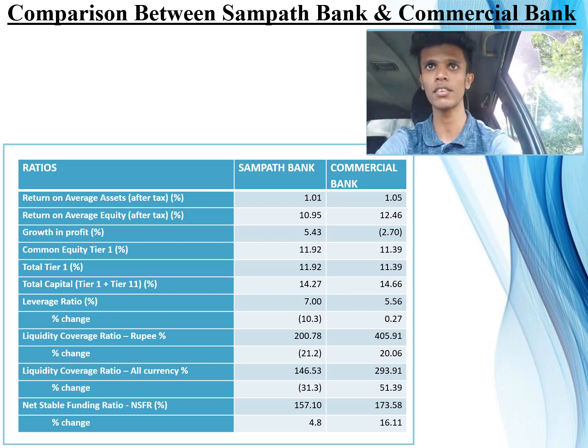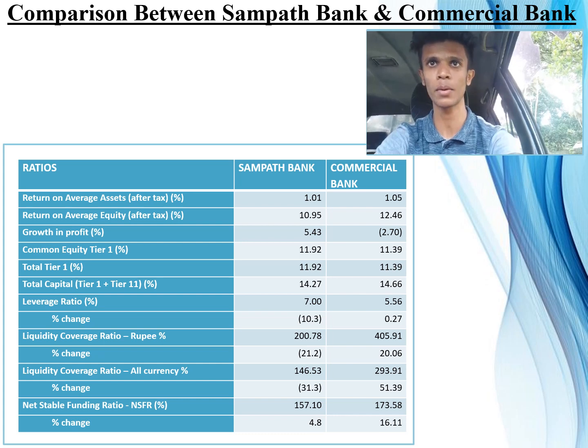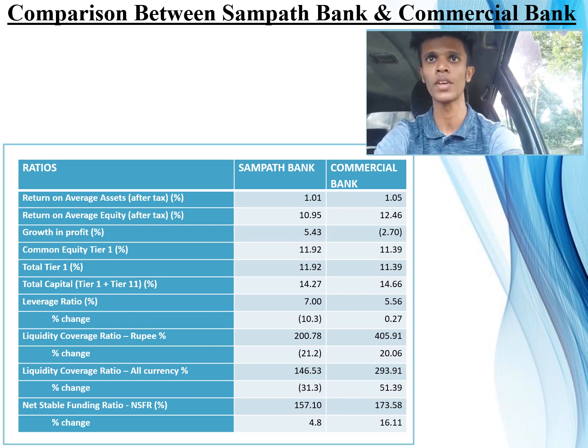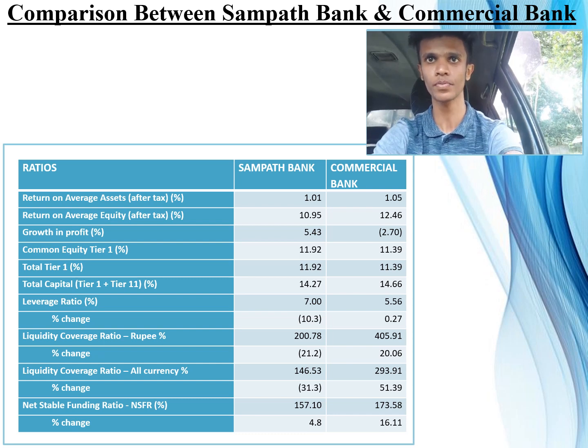The seventh one is the leverage ratio. Sampath Bank's leverage ratio is 7% and Commercial Bank's leverage ratio is 5.56%. Sampath Bank has a higher leverage ratio, indicating a strong capital base in relation to its total exposure. A higher leverage ratio is generally seen as a positive sign of financial strength.